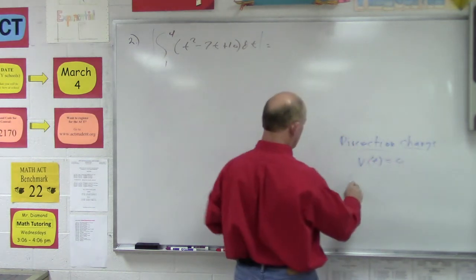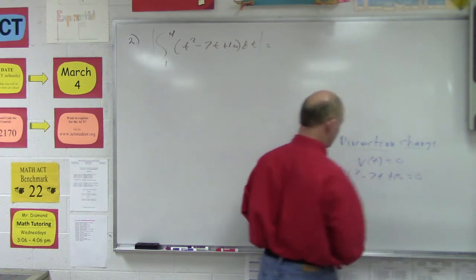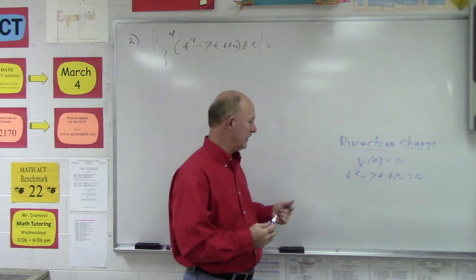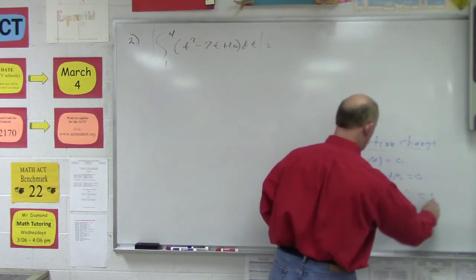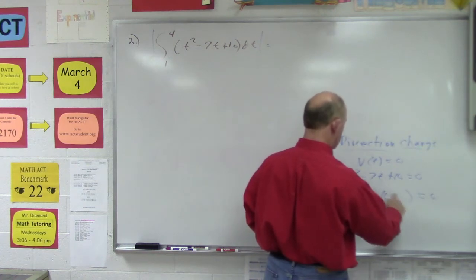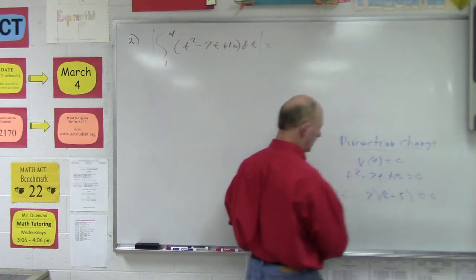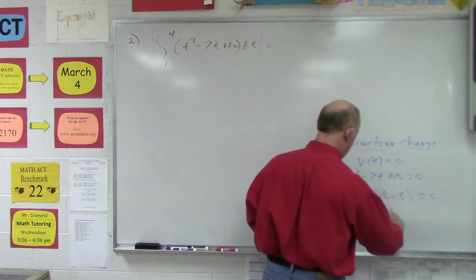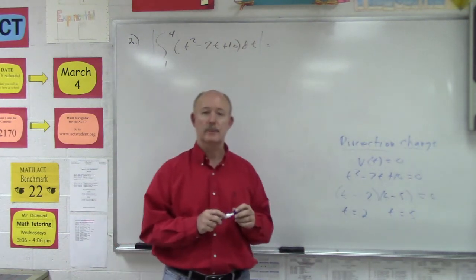So, setting this equal to 0 gives us t squared minus 7t plus 10 equals 0. Now, we've got to solve this little quadratic equation for t. I believe this one we can factor. So t and t, the signs are the same, negative and negative, this would be 5 and 2. So we end up here with t equals 2, t equals 5. So it's going to change direction 2 times.